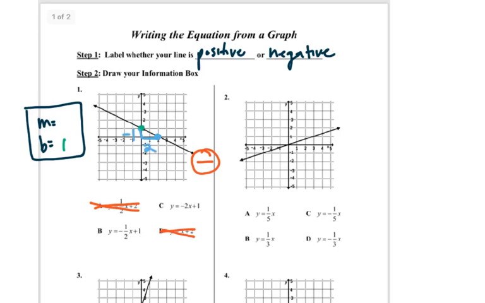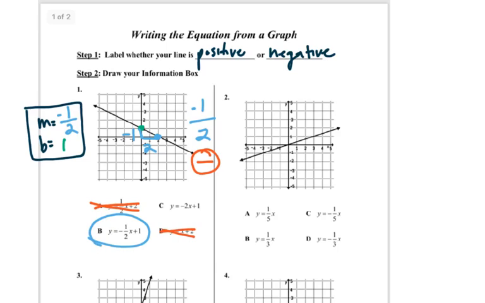I always like to jokingly say that we take the elevator number first. The up or down number gets written first. So that was this number right here. It was 1 block. And then the run number is the bottom, which is a 2. So my slope went down 1 and over 2. So if my slope is negative 1 over 2, and my b is a positive 1, then my answer is B.